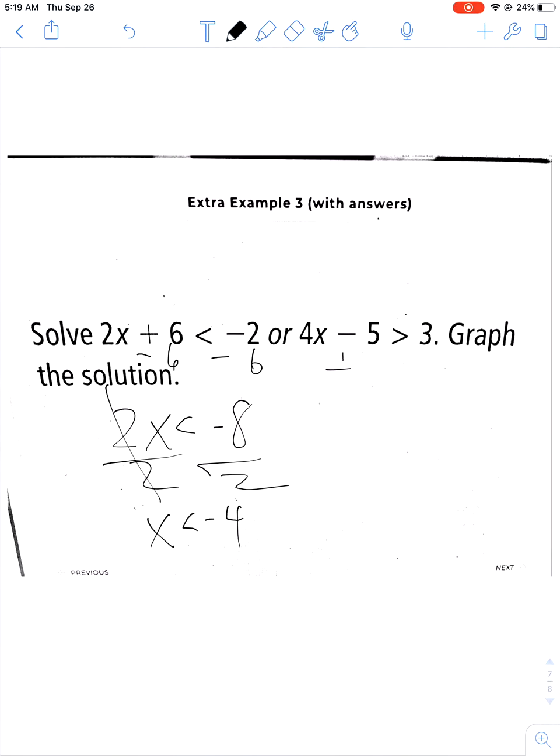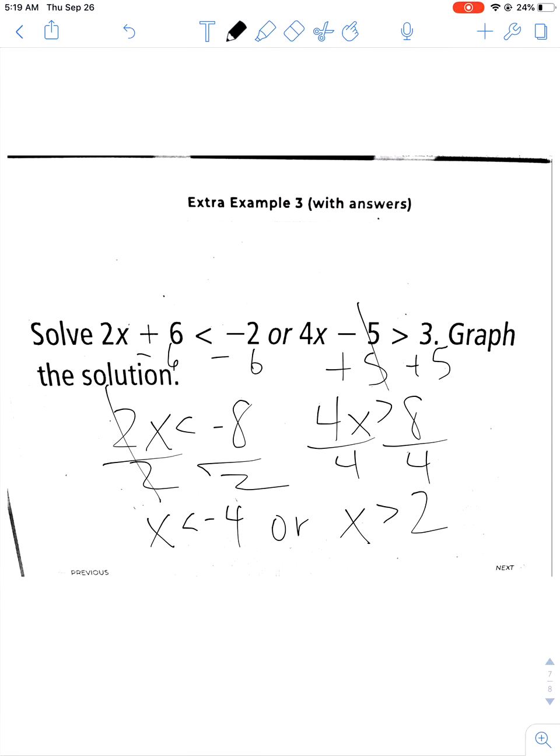Over here, add 5, add 5. So I have 4x is greater than 3 plus 5, 8. Divide by 4, divide by 4, x is greater than 2. So remember, it's an OR. So it's two inequalities being forced to be together.